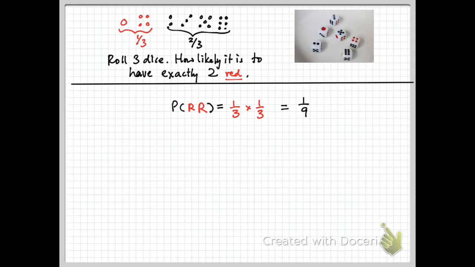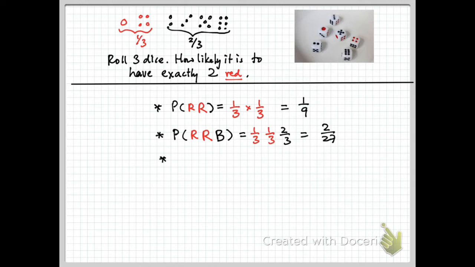In the second mistake, she realized that if one of them is red, the other is red, because you want exactly 2 red, so the third one cannot be red. The third die must be black in order to have exactly 2 red. So the answer goes to 1/3 for the red, 1/3 for the red, and 2/3 for the black. So the answer goes to 2 out of 27. This is going to be the right answer. But no, unfortunately, the second way is also wrong. So let me show you the correct way.